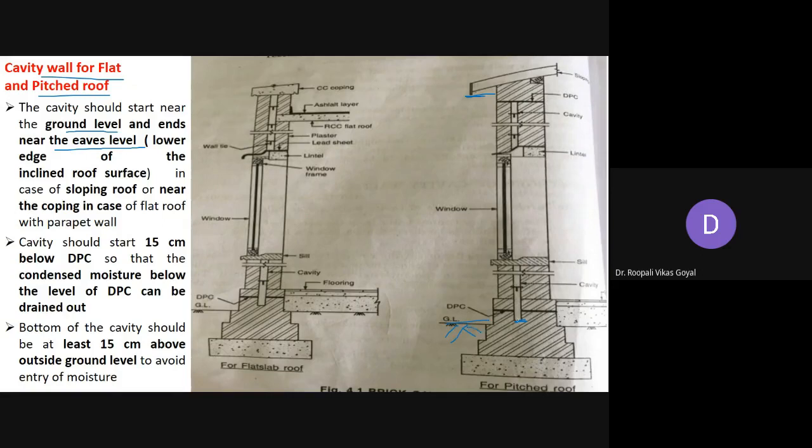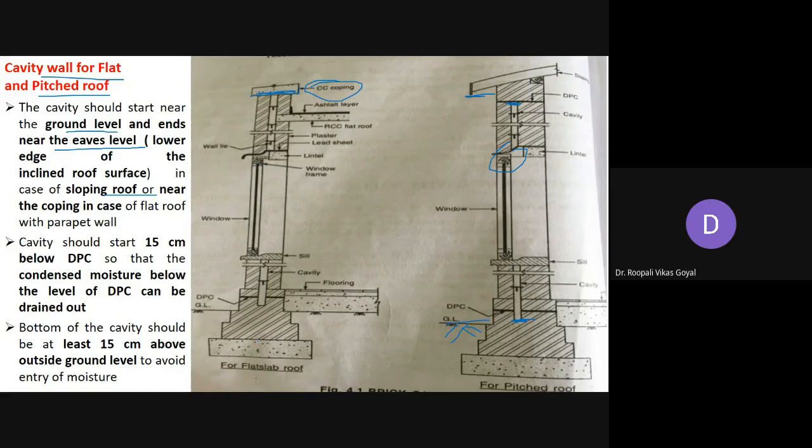So this cavity may start above or near the ground level, and that will end here. So here this is the end of your particular cavity. So it should be a continuous cavity, and the opening is there, here. So it will be continuing up to the eaves of the sloping roof. Or in case of a flat roof, if instead of a sloping roof we have a flat roof, this is the coping, this is the cement concrete coping of your flat roof.